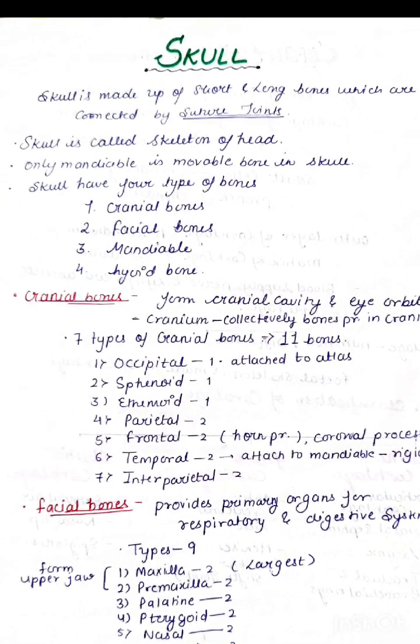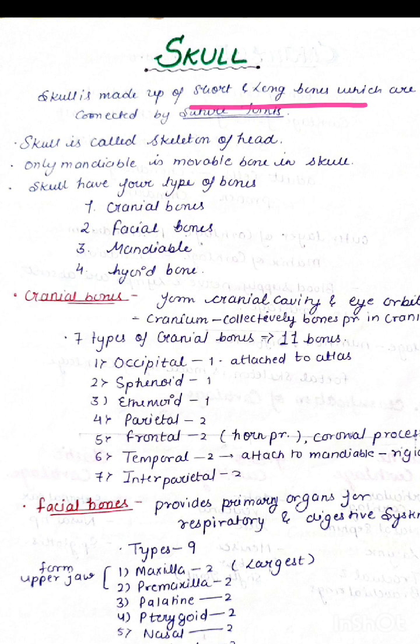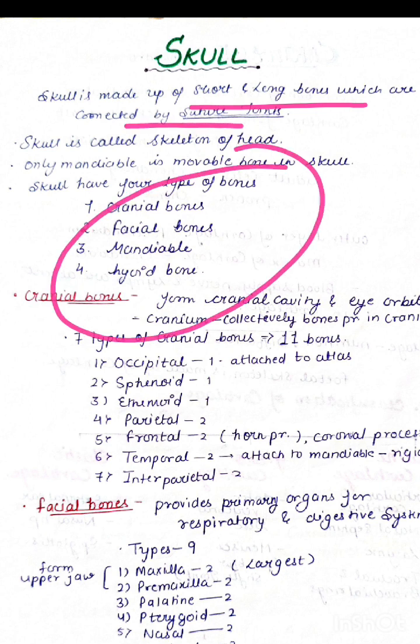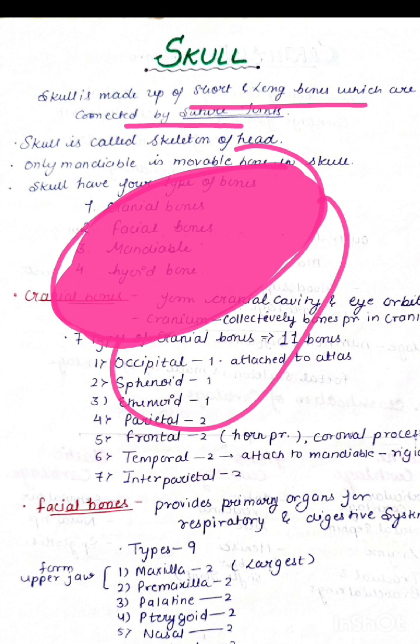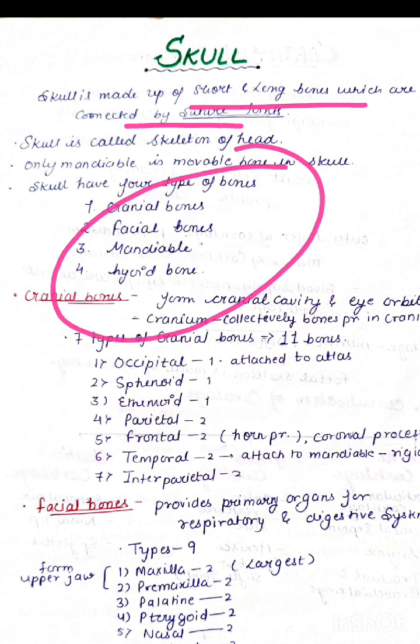So the skull is made up of short and long bones which are connected by the suture joints. For example, this is our skull and this is the mandibular part. This skull is made up of the sutures. The sutures look like this. These are the refracted lines which are present in it, and they join the bones in the skull. So these are known as sutures.